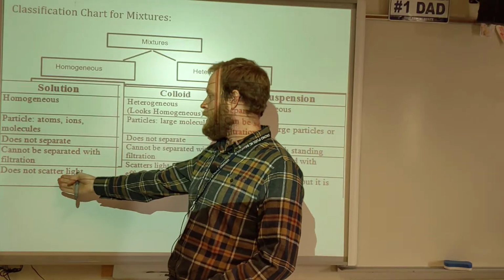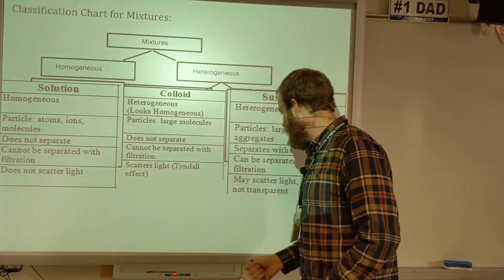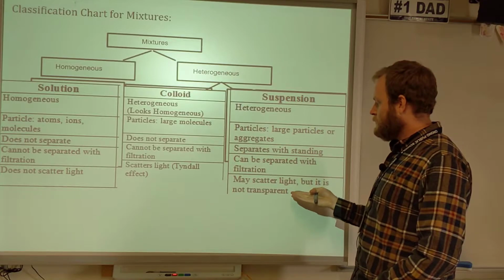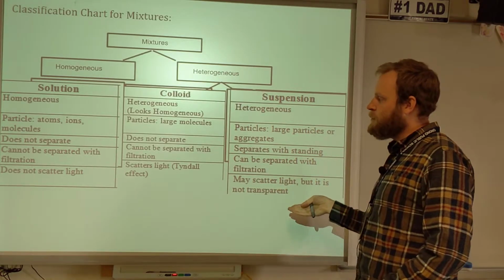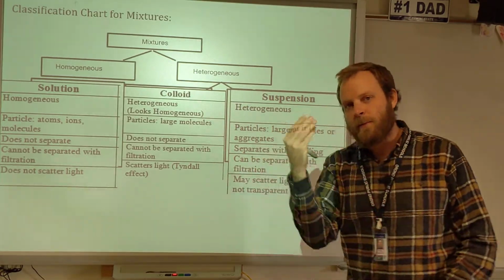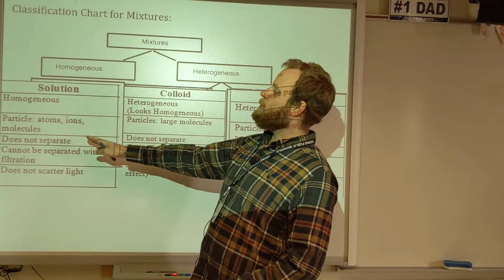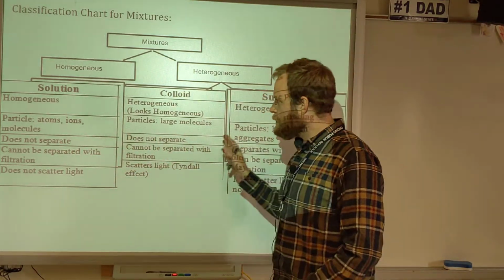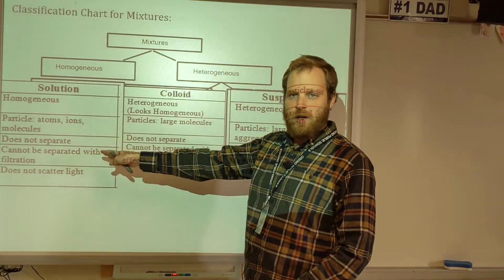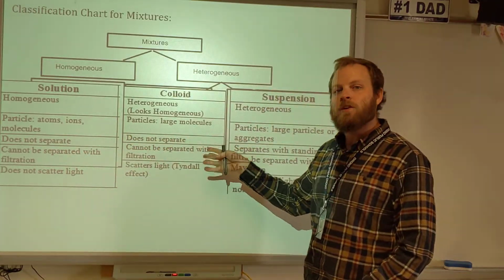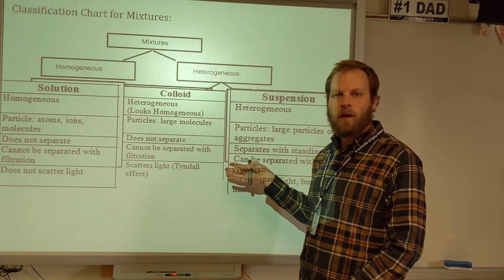A solution does not scatter light, it says down there. This scatters light. This scatters light. May scatter light, but not transparent. So both of these things, there's going to be something blocking the light. Basically, this goes from the smallest particle to the largest particle. So we have small, tiny particles. You can't tell the difference. This is like medium-ish particles. You can kind of tell that it blocks light.